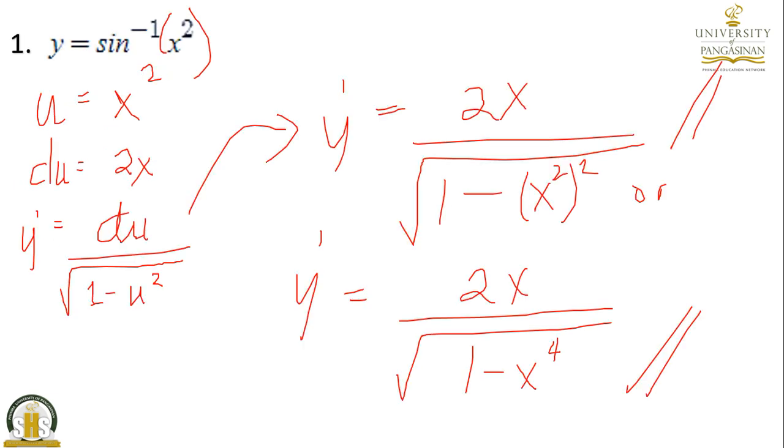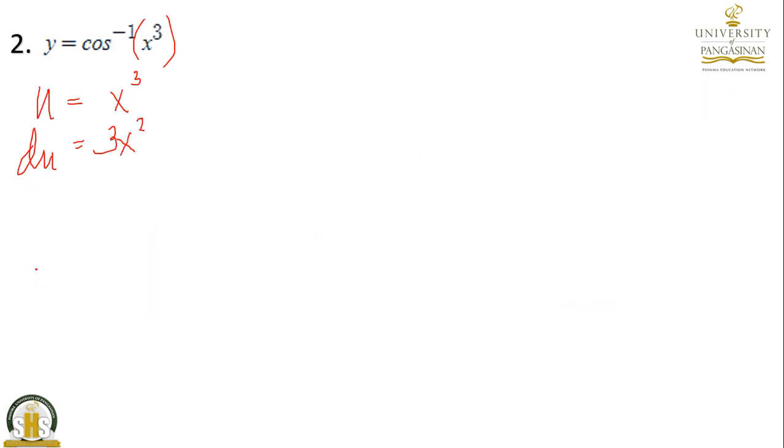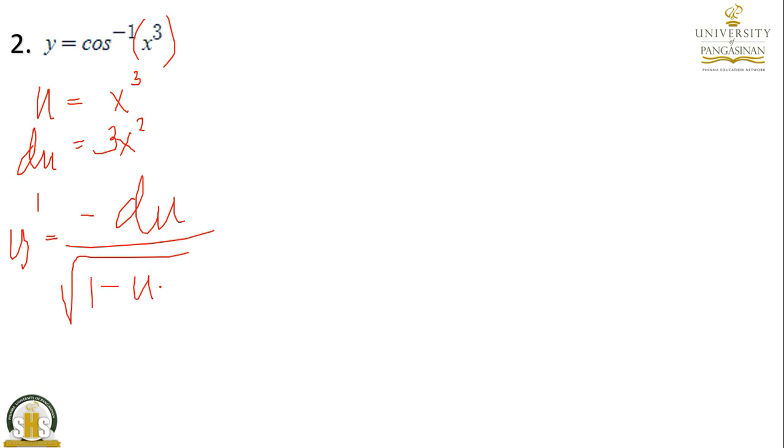Next, for cosine naman. For cosine, y is equal to inverse of cos x cubed. So we have x cubed here. So u is equivalent to x cubed. And for du, the derivative of u is 3x squared. Next, the formula is the partner of cos will be sine. So, yung du all over square root of 1 minus u squared, dagdagan natin ng negative yung numerator. So, y prime is equal to negative du over square root of 1 minus u squared.